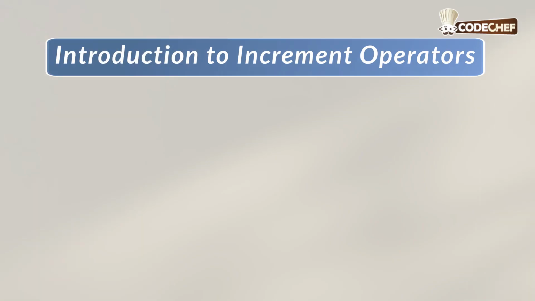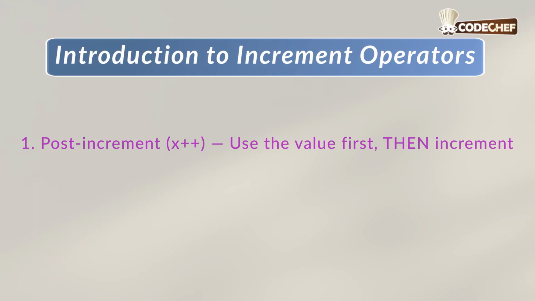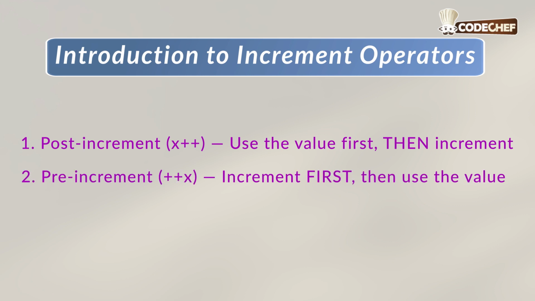Here's where it gets interesting. C has two increment operators. Post-increment, x++, which uses the value first, then increments, and pre-increment, which is ++x, which increments first, then uses the value. The difference is subtle but important. Let's explore each one in detail.